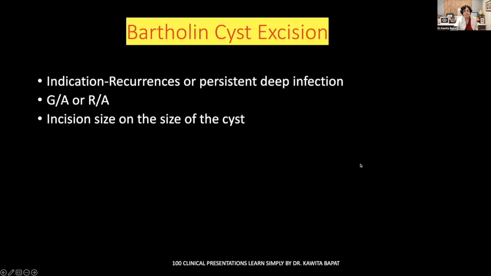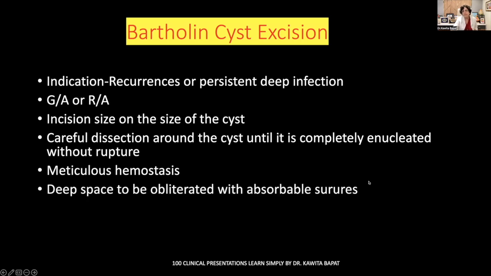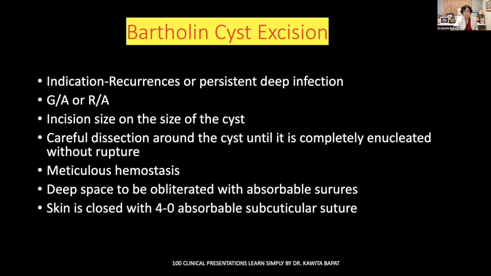Then excision is indicated for recurrence and persistent deep infection. It can be given under local, regional or general anesthesia. Incision size depends upon the size of the cyst, and careful dissection around the cyst is done until it is completely enucleated without rupture. That is another important point. Meticulous hemostasis is needed. The deep space is to be obliterated with absorbable sutures, and the skin is closed with a 4-0 absorbable subcuticular suture. So Bartholin cyst excision can be done.